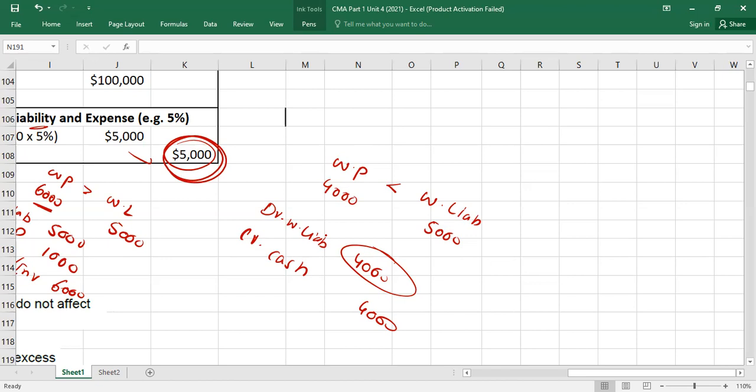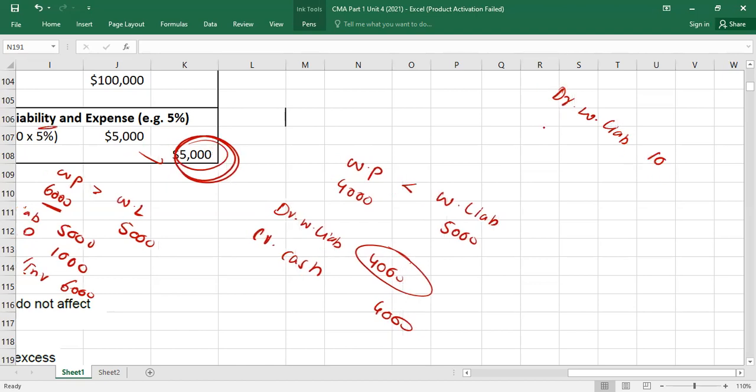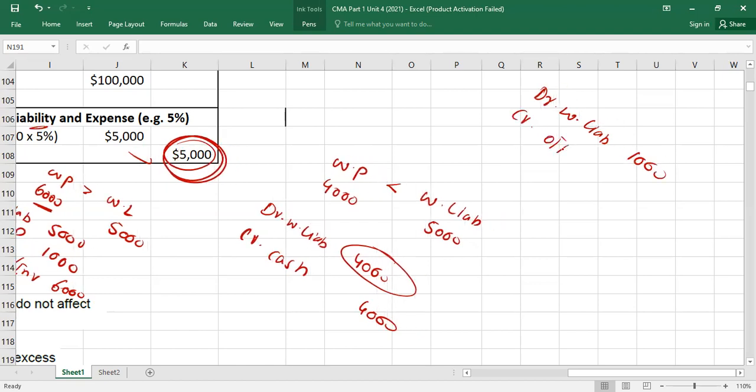The day the warranty period expires, what entry can you pass? Because there is still a balance in the liability account, you can debit the warranty liability again by 1,000, and you can credit other income. Right or wrong? Understood? You should not take it to the main revenue stream. You should take it to other income.